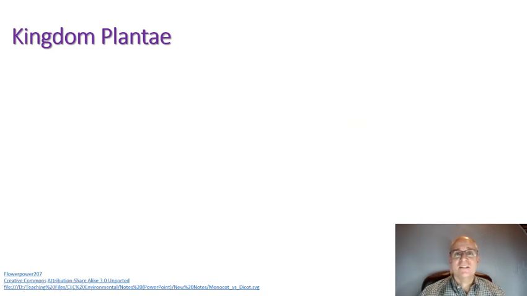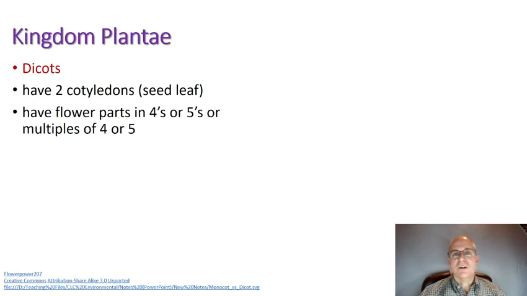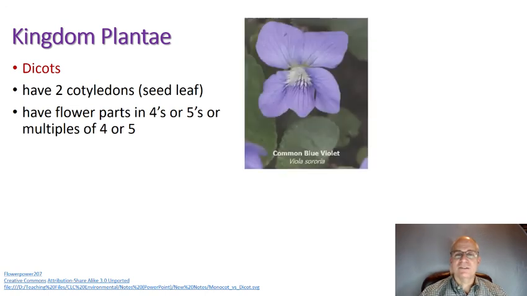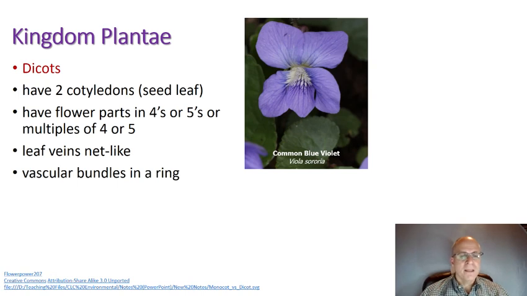Now, contrasting the monocots, we have the dicots. And the dicots are going to have 2 cotyledons or seed leaves. They're going to also have flower parts in 4s or 5s, or multiples of 4s or 5s. So in this picture of a common blue violet that I found in my backyard a few years ago, you can see it has 5 petals. 1, 2, 3, 4, and 5. It's also going to have leaf veins that are net-like as opposed to being parallel like they were in the monocots. And the vascular bundles are going to be found in a ring.